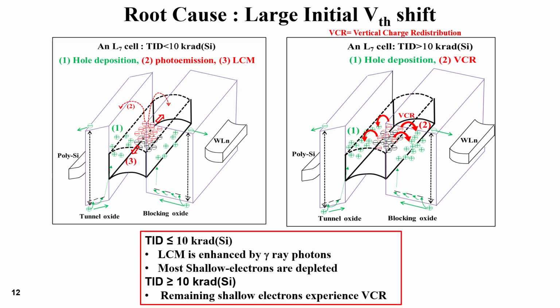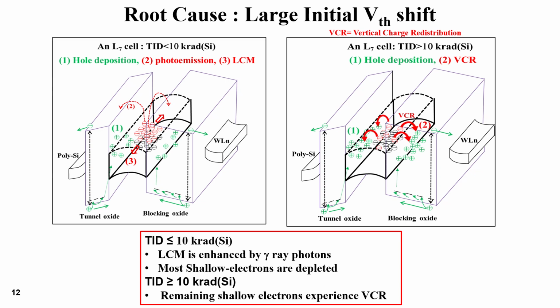So below 10 kilorad, LCM is enhanced by gamma ray photons, and most shallow electrons are depleted. After 10 kilorad, the remaining shallow electrons experience basically VCR, or vertical charge redistribution. This transition explains the observed change in slope of the VT shift characteristic of L7 and the other states, and indicates that shallow electron depletion may be the root cause of the large initial shift and the VT shift beyond the theoretical limit of oxide ionization.